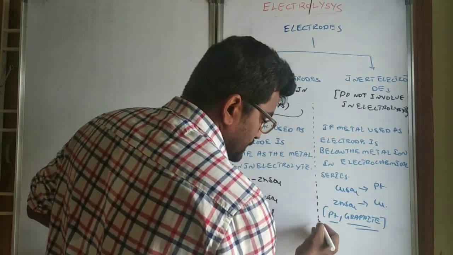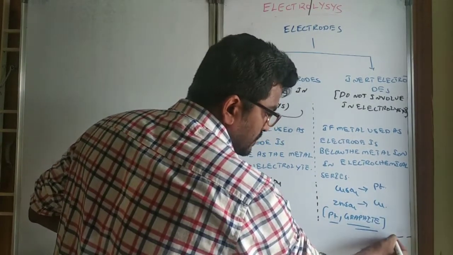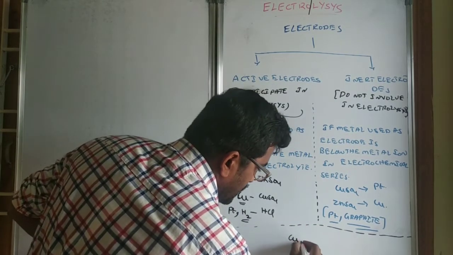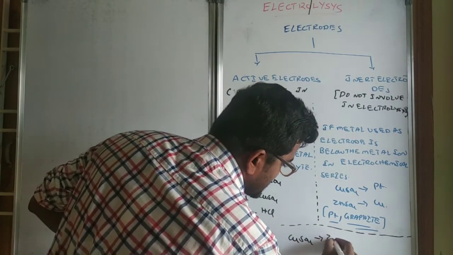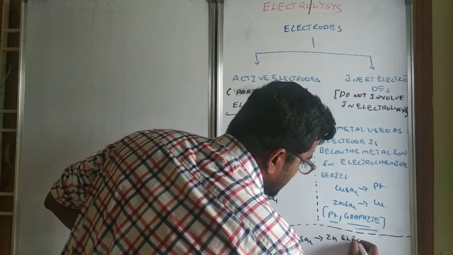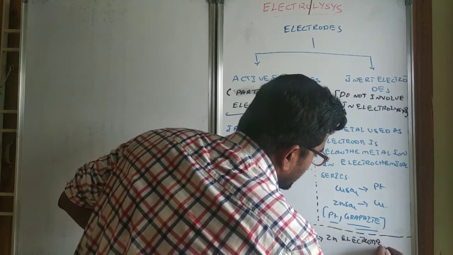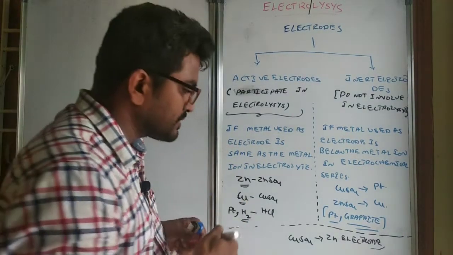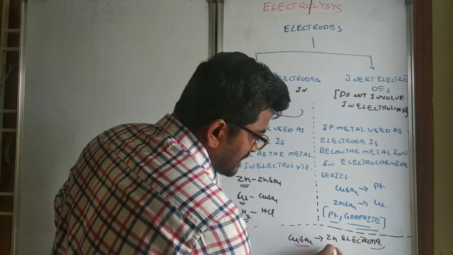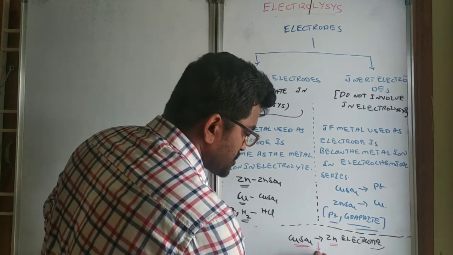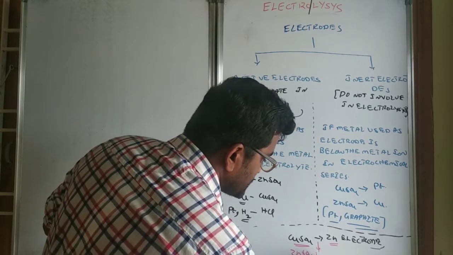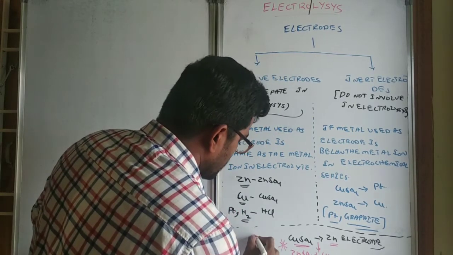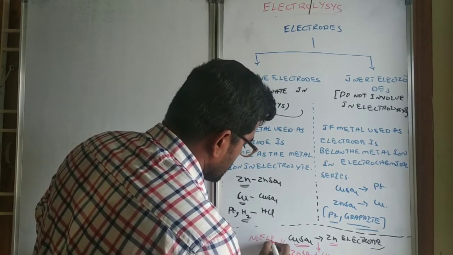So be careful. For example, if you carry out this kind of electrolysis, let us say copper sulfate solution is electrolyzed by zinc electrode. Will electrolysis take place? Anyone? See, when copper sulfate and zinc are there, the reaction takes place and it forms zinc sulfate and copper. Like that, this kind of thing is no electrolysis.